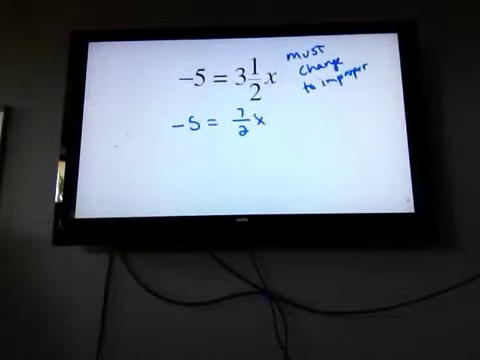Both sides times my LCD, or both terms, I should say. So on the left side, 2 times negative 5 is negative 10, equals, on the right side, 2 cancels completely with the 2. That's equal to 1. It's gone completely, and I'm left with 7x. And divide by 7.